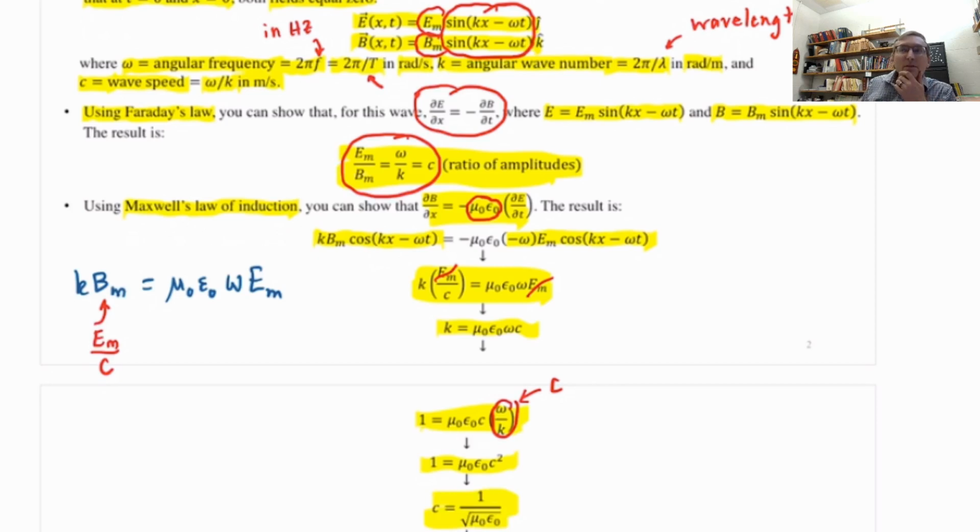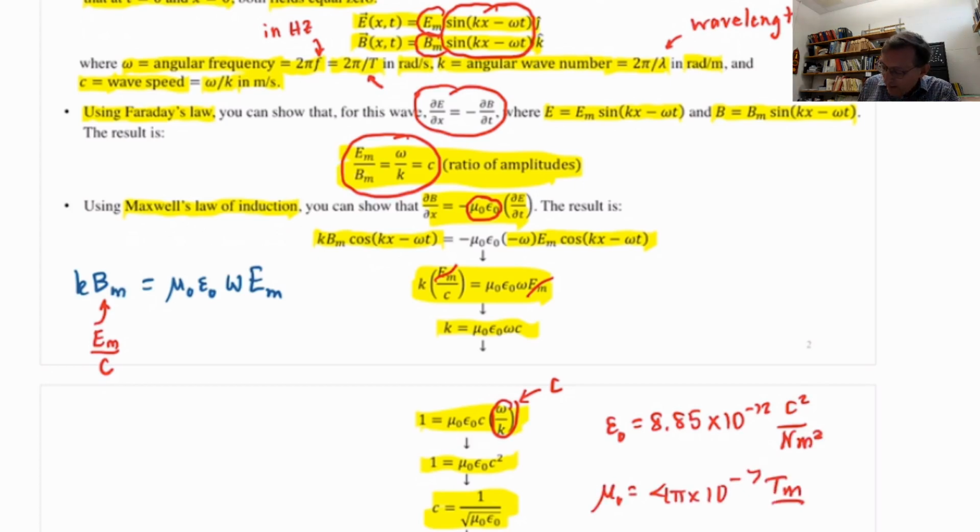Interesting. The speed at which these electromagnetic waves travel through vacuum is determined by those two constants, the magnetic constant and the electric constant. And we have values for those, right? Epsilon 0 is 8.85 times 10 to the negative 12 coulomb squared over newton meter squared. And mu0 is 4 pi times 10 to the negative 7 tesla meter over ampere. So you ought to try this. I really recommend you do.